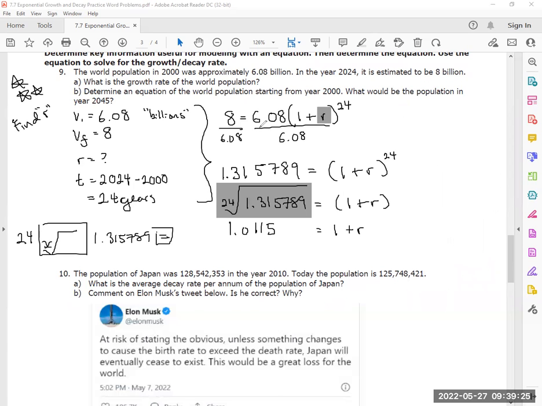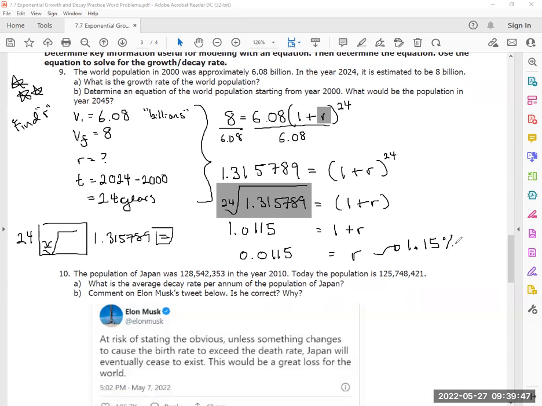All right. And what's R? Did everyone get this? Okay, 0.115. Can you tell me that as a percent? Because that decimal might mean nothing to some people. What is that as a percent?